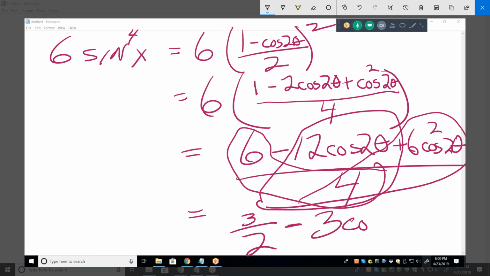minus 3 cosine of 2 theta, plus 3 halves of cosine squared of 2 theta. Now, I realize that that doesn't agree 100% with the answer that you have. Nonetheless, it's correct. It's just they have done more stuff to it. I'm not sure where they got the cosine of 4 theta. When you square the cosine of 2 theta, you do not get cosine of 4 theta. What you get is cosine squared of 2 theta. So I'm quite certain that that is the answer.